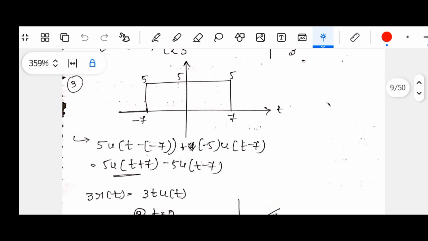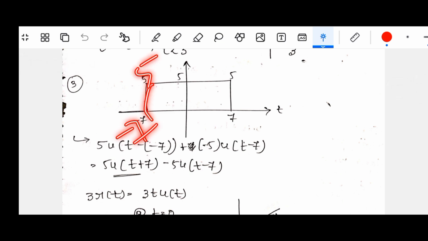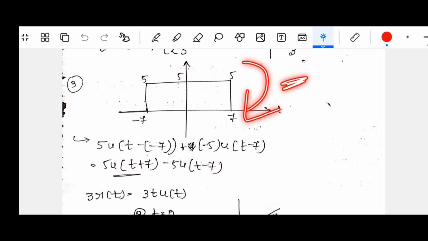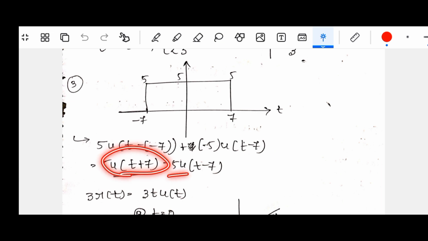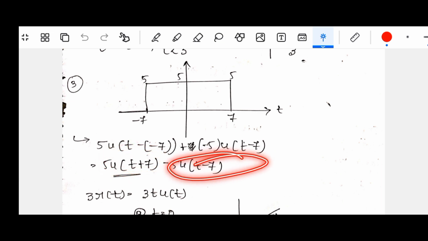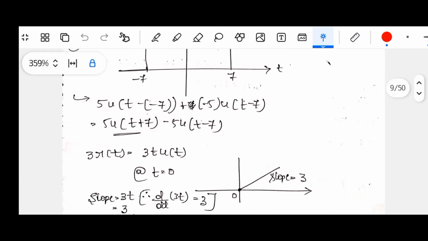Next, see this problem. From minus 7 it is jumping to 5, it is constant at 5, and once again it is jumping down at plus 7. So I write this equation for the given signal. First 5 into u of t plus 7, and minus 5 into u of t minus 7, because it is jumping down so we will get minus here, and plus there. So this is the final equation.